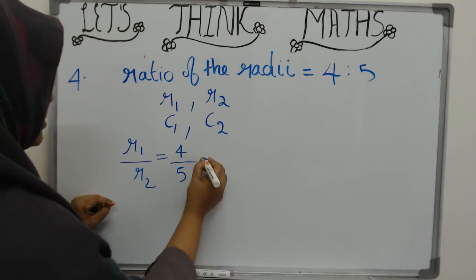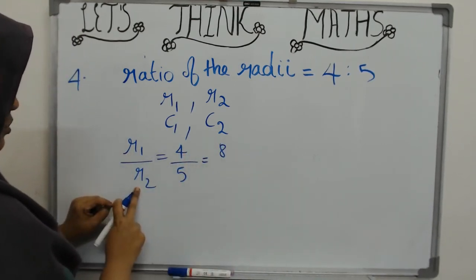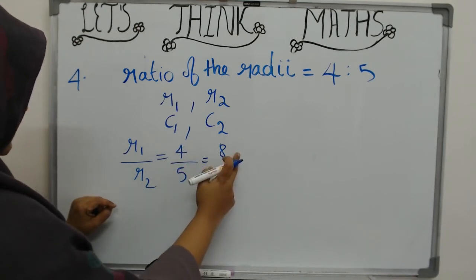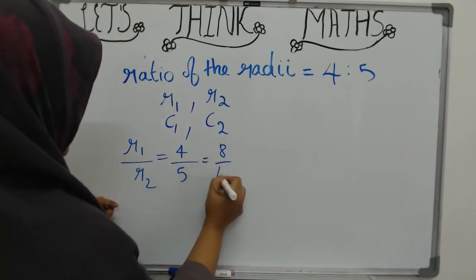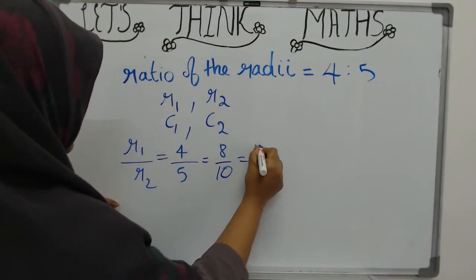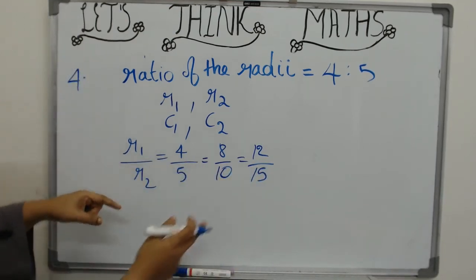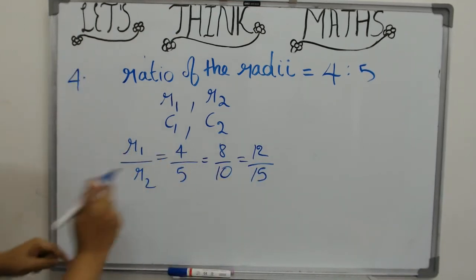So what about when R1 is 8? Then R2 will be 4 into 2 gives 8, so R2 will be 10. And what about when R1 is 12? Then R2 will be 15. This is what it means. Their ratio will be 4:5.